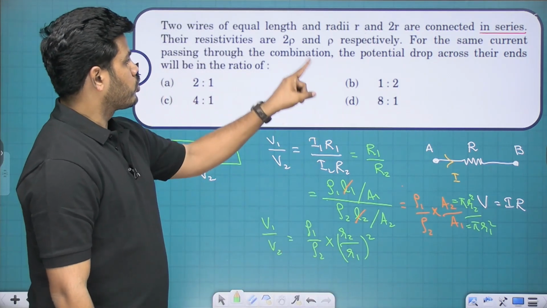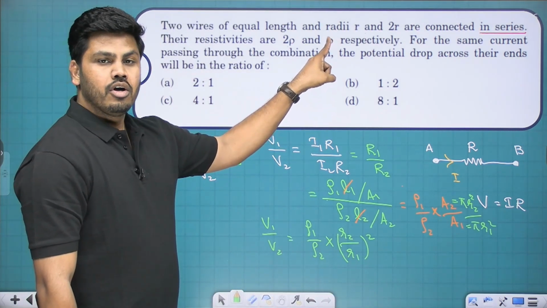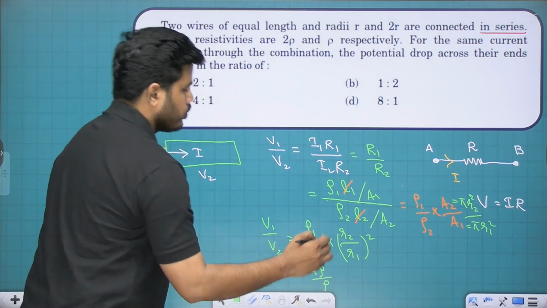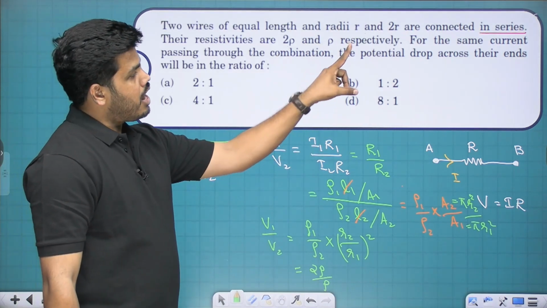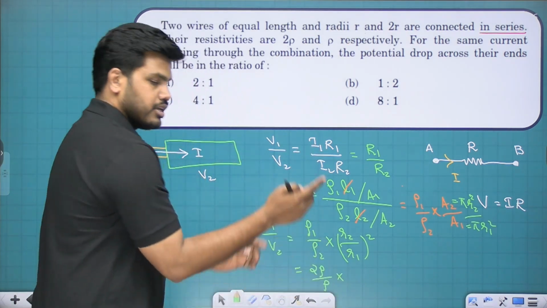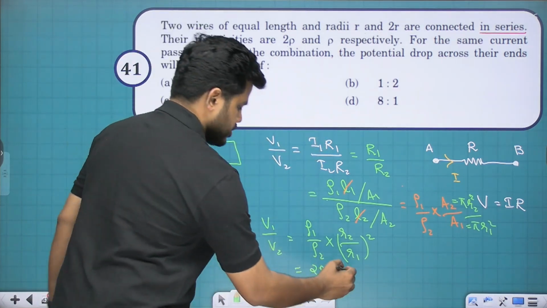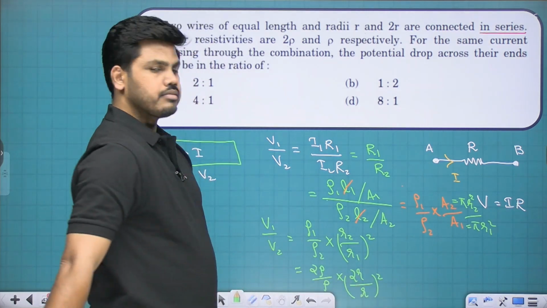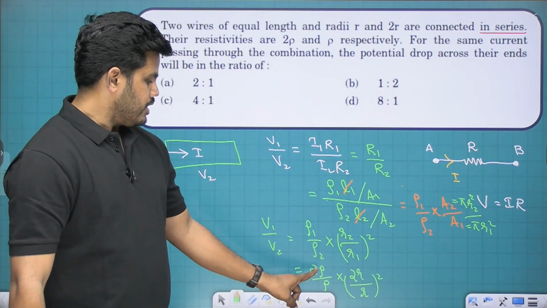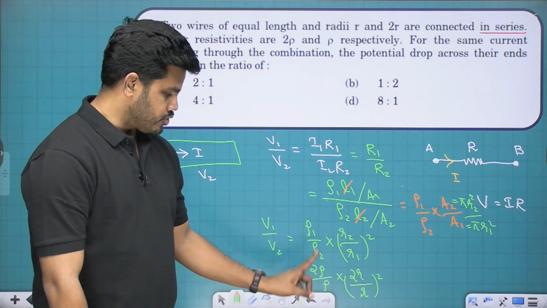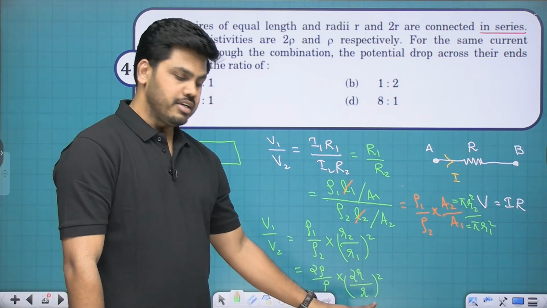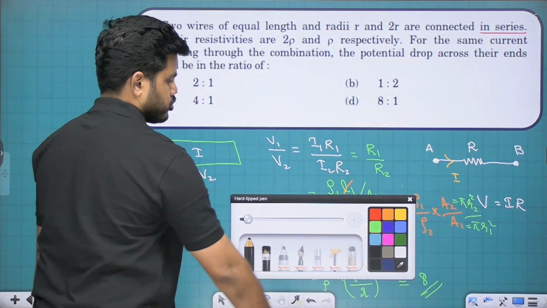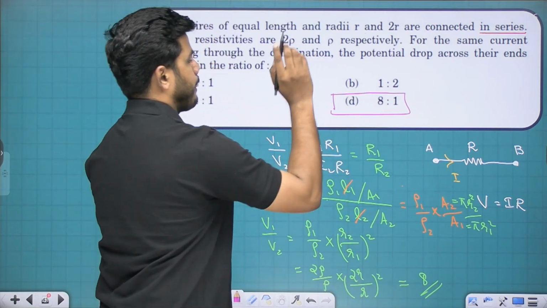So rho 1 by rho 2: rho 1 is 2 rho, rho 2 is rho only. So we get 2 rho divided by rho. Then the radius ratio is the other way around, R2 by R1, so it is 2R divided by R, the whole square. The first ratio is only 2, rho gets cancelled, R square gets cancelled, and 2 into 2 square is 8. So 8:1 is the ratio, and that is our option D.